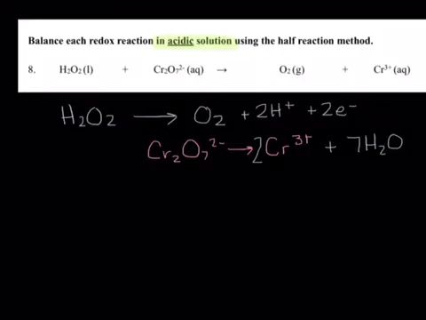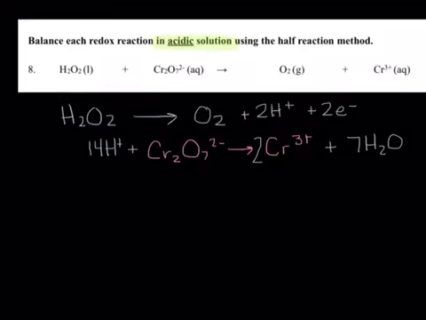Again, this is in an acidic solution. So now we have 14 hydrogens on the product side. We need to add 14 hydrogen ions to the reactant side. So we're just going to go 14 H plus. And now all of our elements should be balanced. The last thing to do is to balance out the charge.